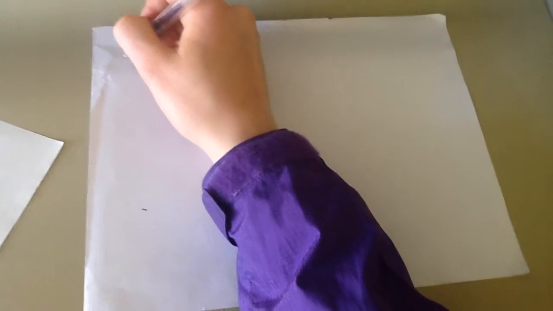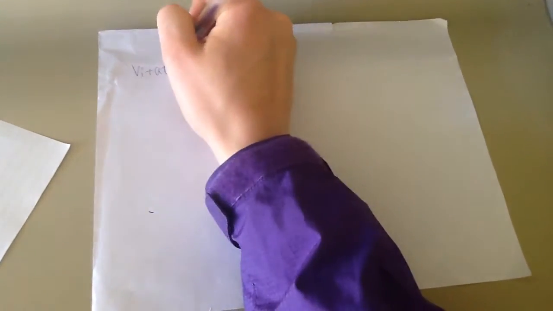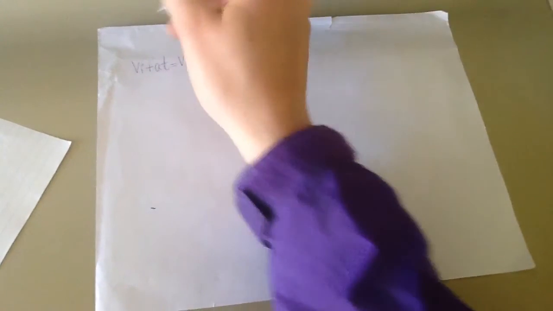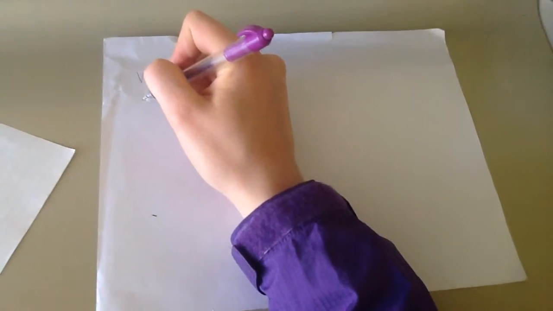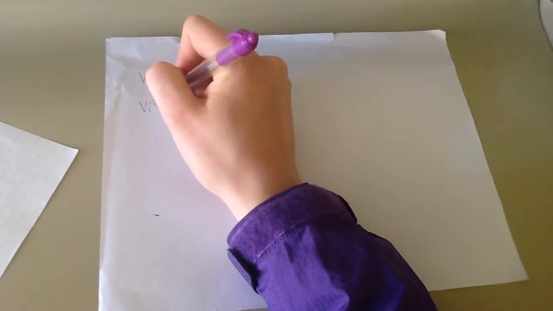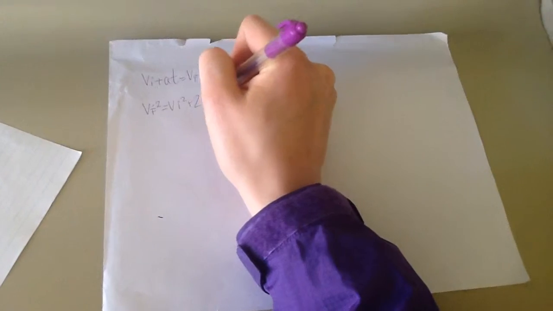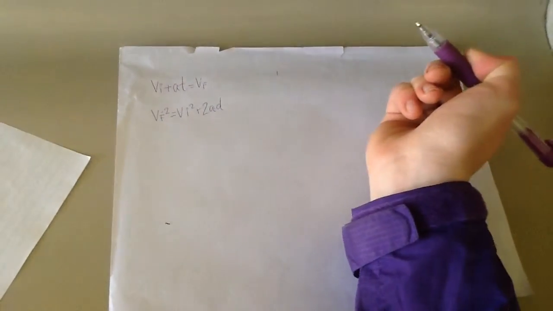Sorry, my voice goes a little bit there. The first one of these equations is Vi plus at equals Vf. I'm just going to go over all of them here. The next one is Vf squared equals Vi squared plus 2ad.